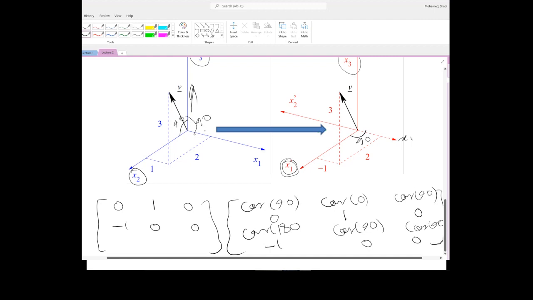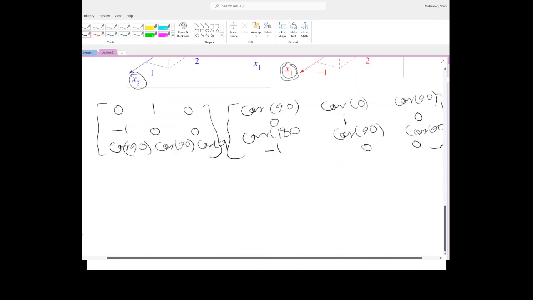The angle between x3 and x1, okay, so this is cos 90, cos 90, and cos 0. So if you evaluate the cos 90 again, it's going to be 0 and 0, and cos 0 is 1.